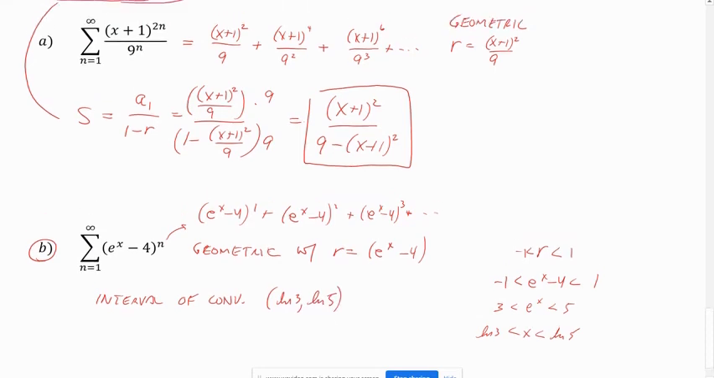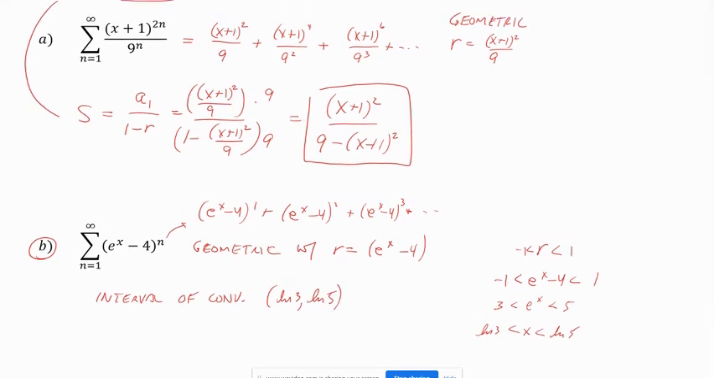I don't think I did that in example A. I didn't write the interval of convergence, so we can go back up and say we want our common ratio to be between -1 and 1. So that means we want (x+1)² over 9 between -1 and 1, so (x+1)² between -9 and 9. And something squared is always positive, so that's definitely going to be between 0 and 9. It's impossible for something squared to be negative.